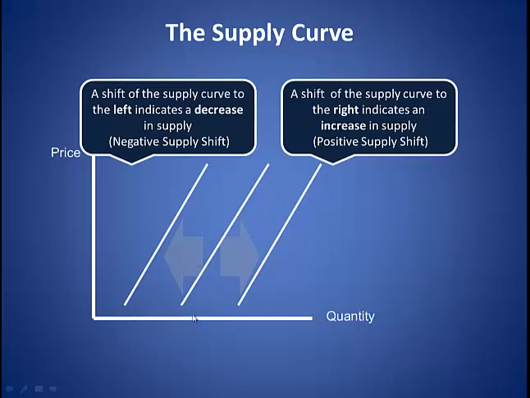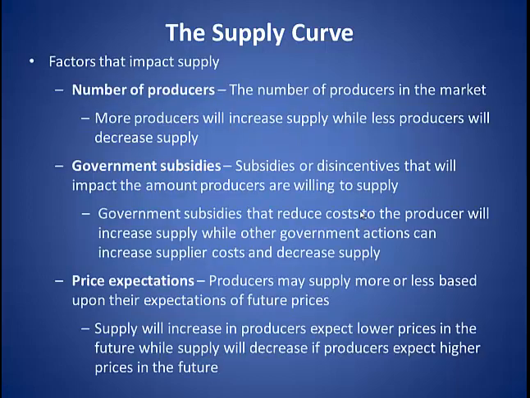On the other hand, if the supply curve shifts to the right, what happens is a shift of the supply curve to the right indicates that suppliers are willing to increase the supplies or the quantity of goods and services given the same prices. So that's a positive supply shift. Now, if we take a look, just like we did, we took a look at factors that can affect supply.